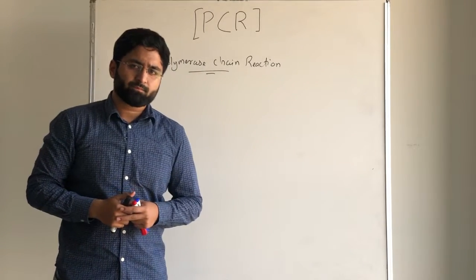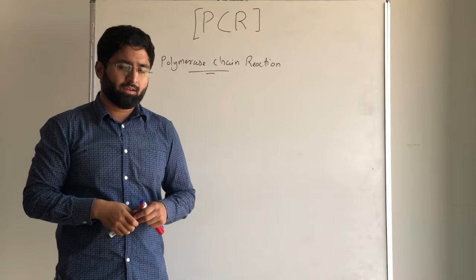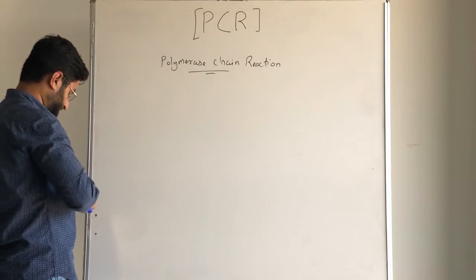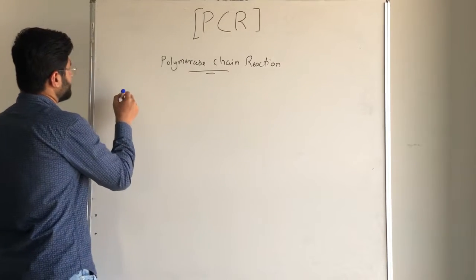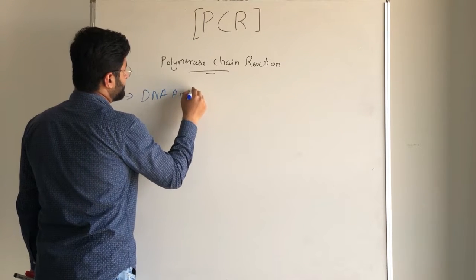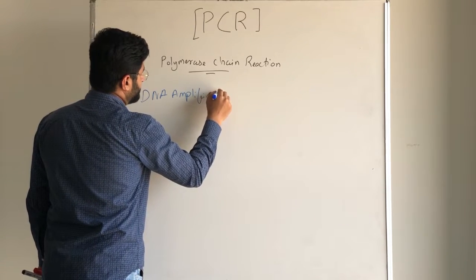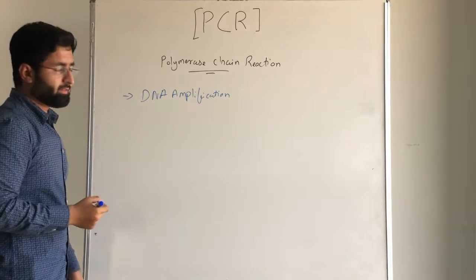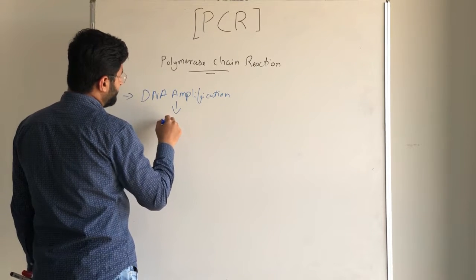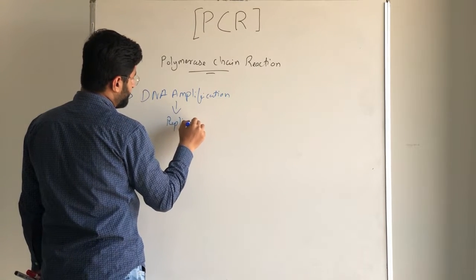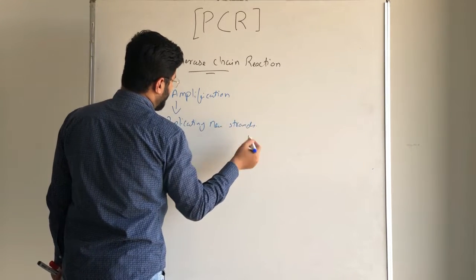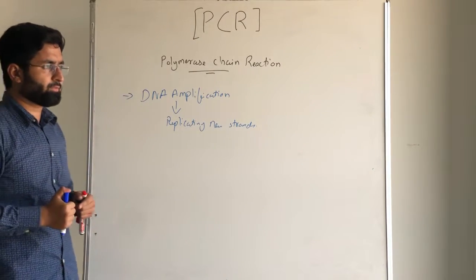Well, why do we use PCR? So basically PCR is used for DNA amplification. What it means is that it is used for replicating new strands, or in short, generating a lot of strands.